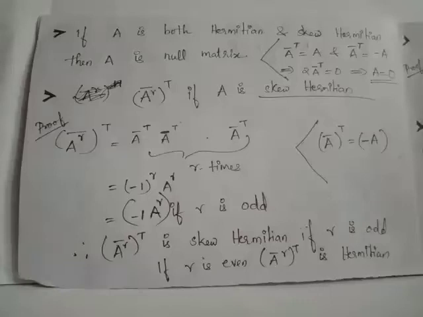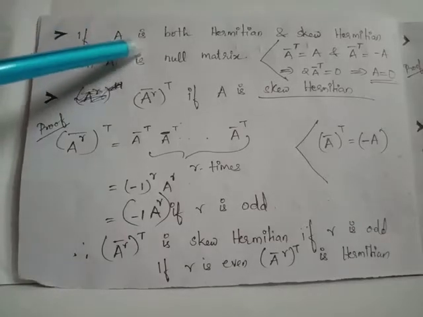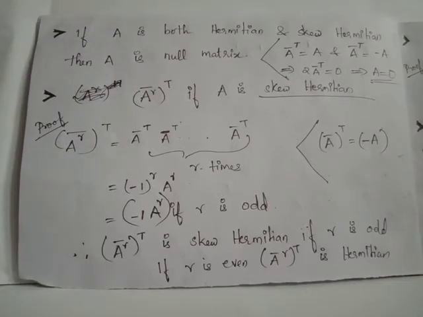Case of Hermitian and skew Hermitian matrix continued. If we are given that A is both Hermitian and skew Hermitian, then we can derive the conclusion that A is necessarily a null matrix or a zero matrix, because if A is a Hermitian matrix, we have A conjugate transpose equals A, and if A is a skew Hermitian matrix, we have A conjugate transpose equals minus of A.